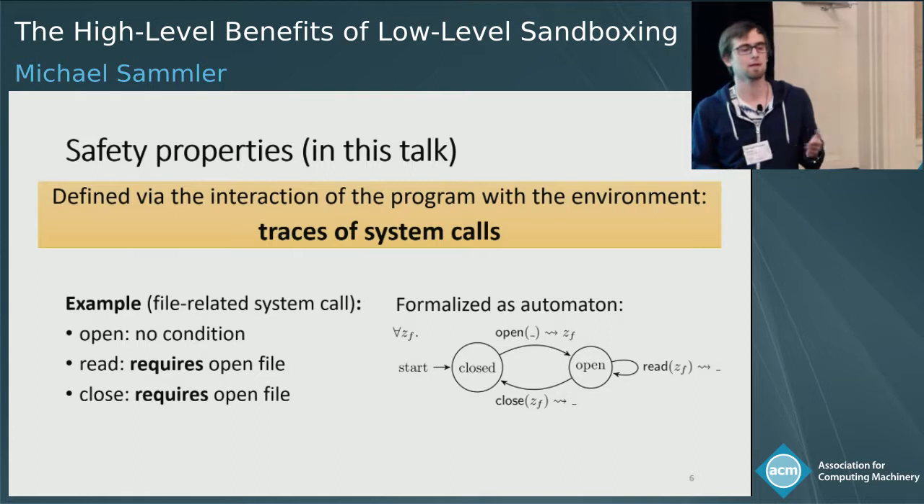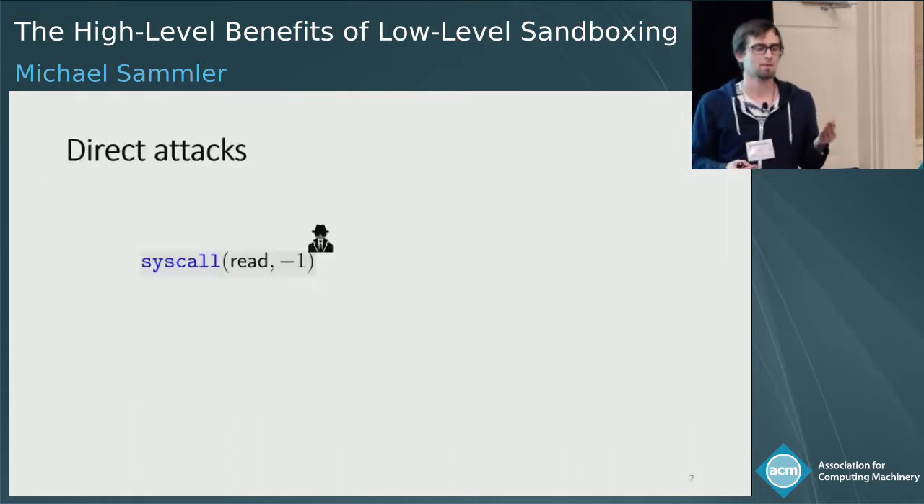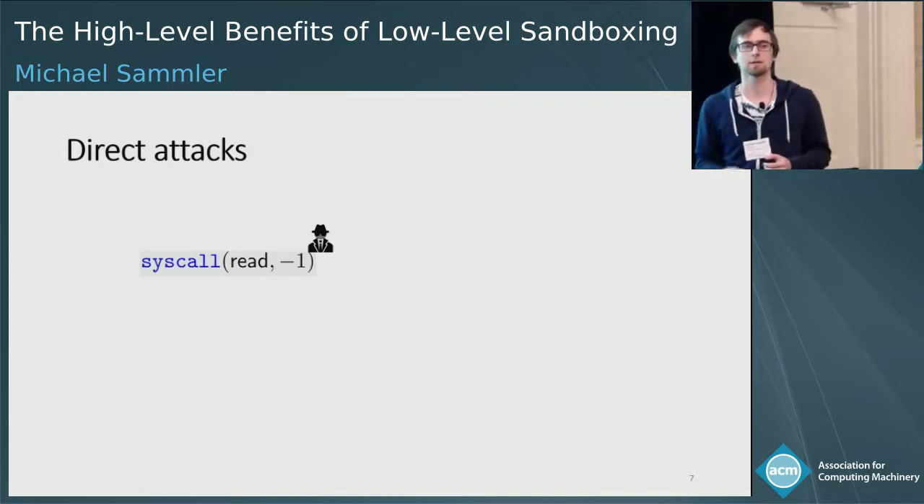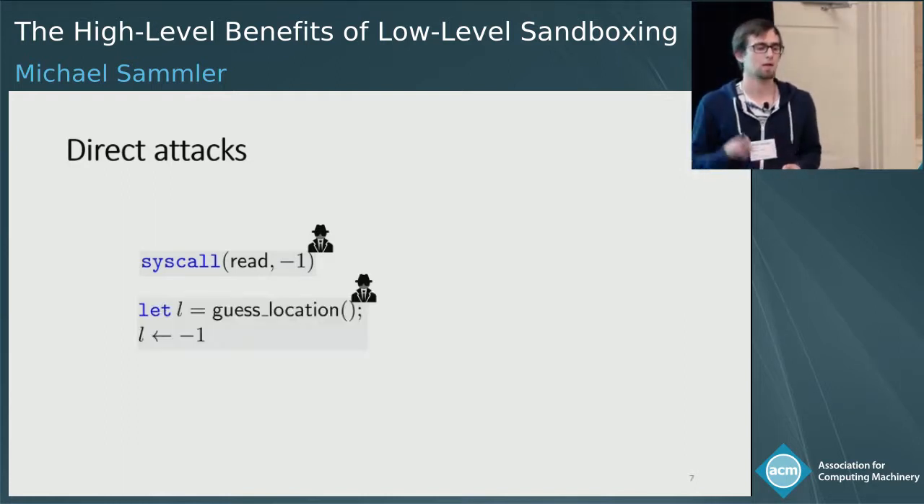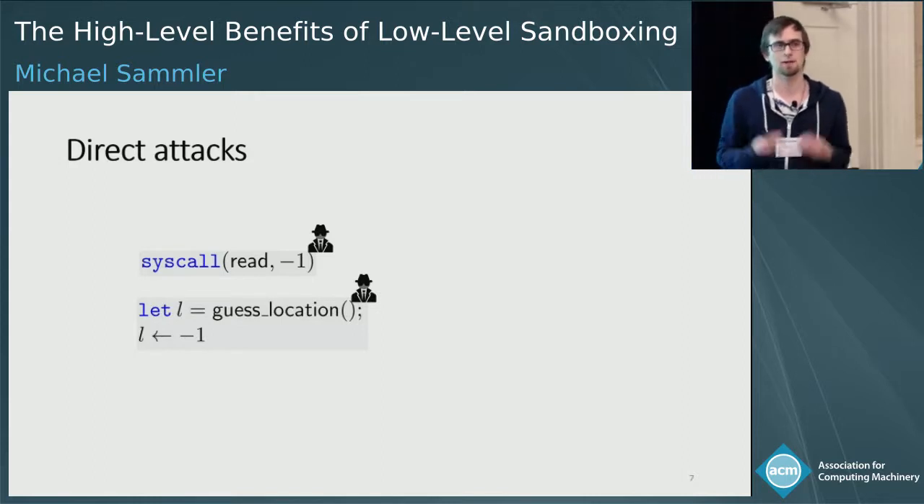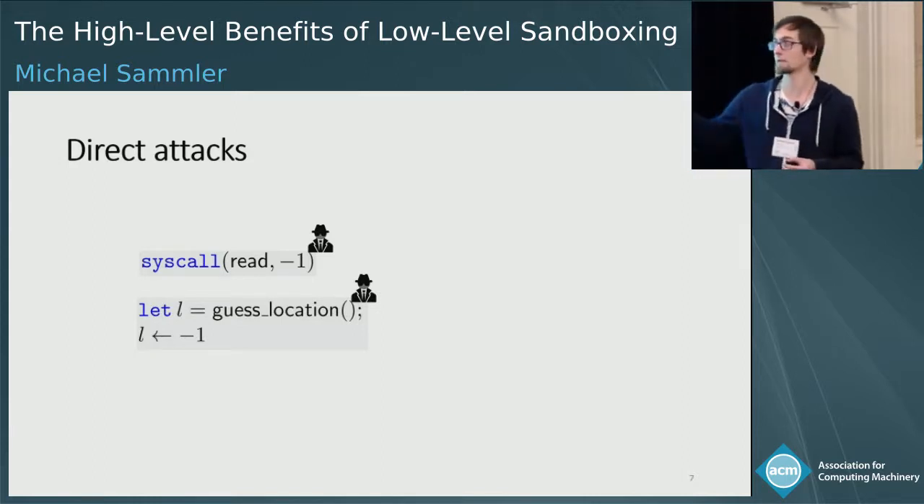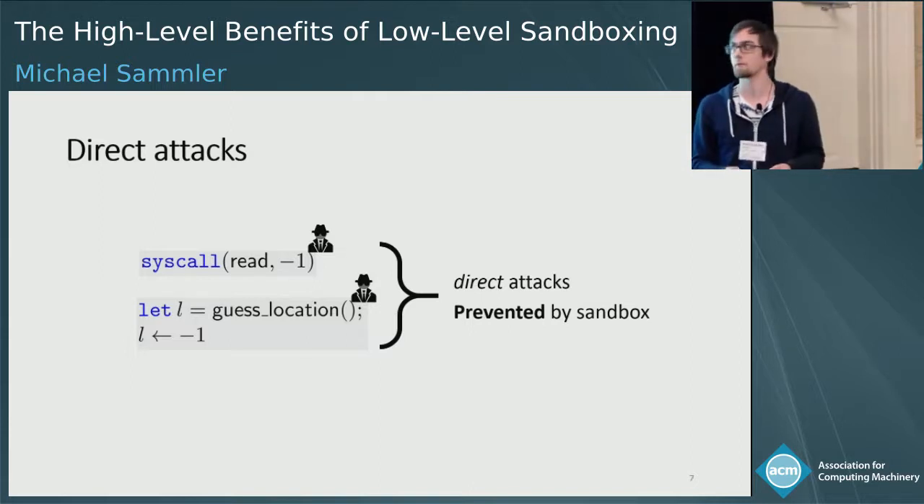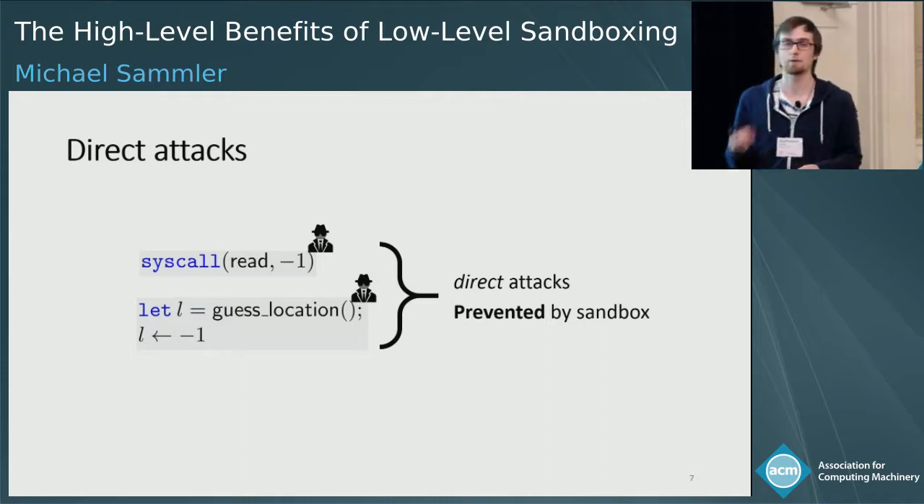So now that we've seen what we mean with safety, let us see possible attacks against this safety. The first two attacks of the untrusted code are pretty obvious. The untrusted code can try to directly issue a bad system call, like read with a bad file handle, or, in a low-level setting, it could try to guess the location of the trusted code, write a bad value to it, and use this to violate safety. But these direct attacks, we've already seen, are directly prevented by the sandbox. The first attack is prevented by system call isolation, and the second one by memory isolation.